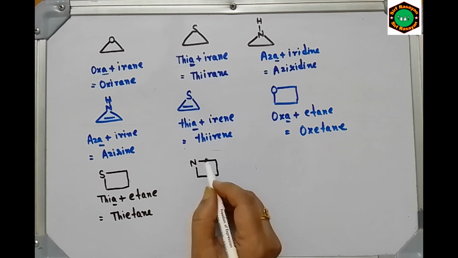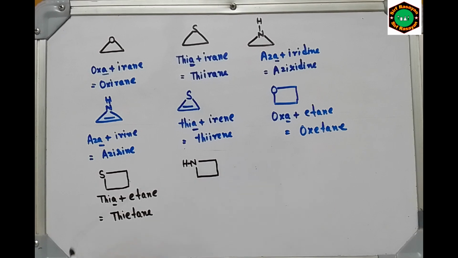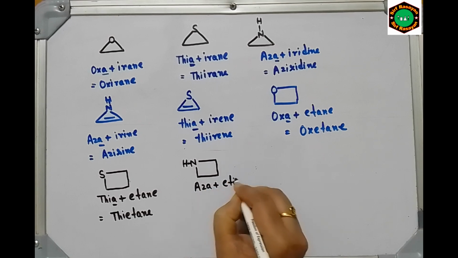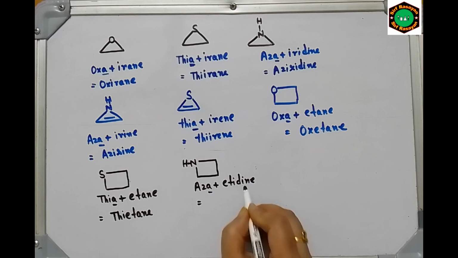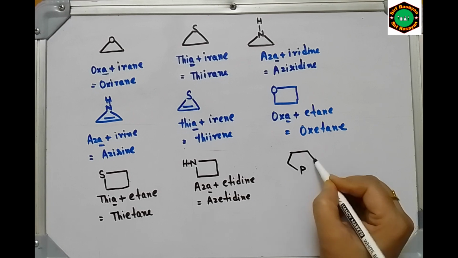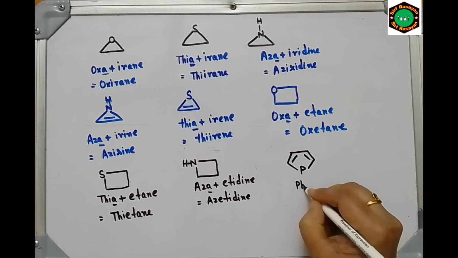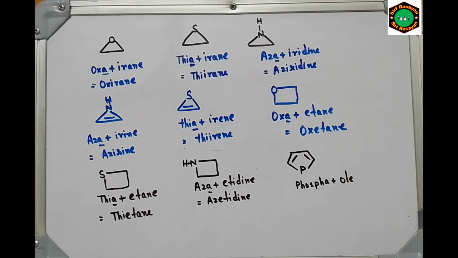If here nitrogen is there, now you just note down, nitrogen is having valency 3. It is satisfied by these two bonds, so one hydrogen should be there. Don't forget to write this one. It is aza plus etidine. So you have to drop this A for a saturated 4-membered ring from table B. So azetidine. In a 5-membered ring, suppose one phosphorus atom is there with the maximum number of non-cumulative double bonds. So according to table A, phosphorus means phospha, plus ole, for an unsaturated 5-membered ring. A you have to drop, so it is coming phosphole.